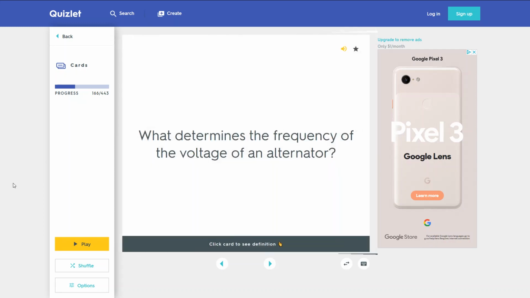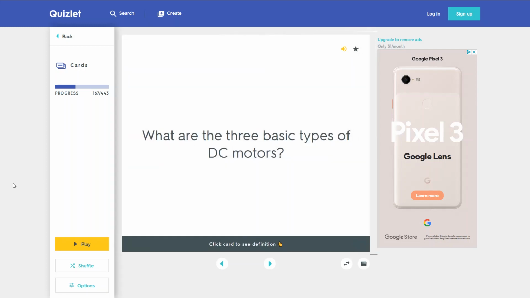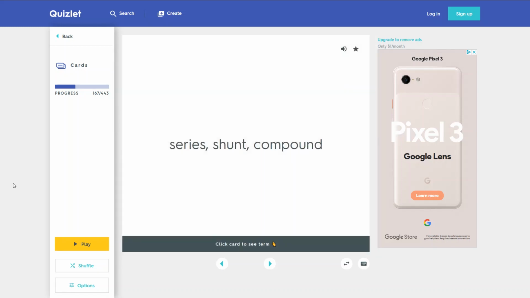What determines the frequency of the voltage of an alternator? 1. Speed of rotation of the rotor. 2. Number of poles. What are the 3 basic types of DC motors? Series, shunt, compound.